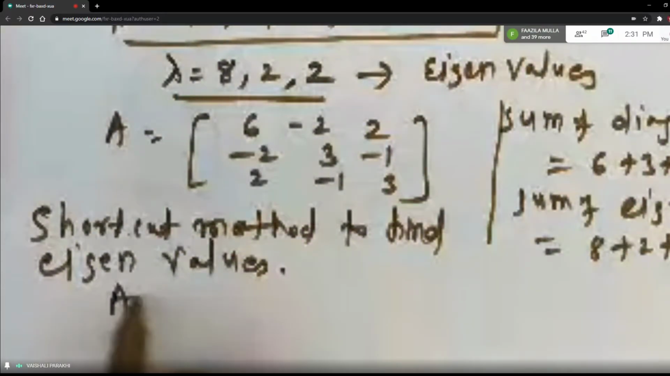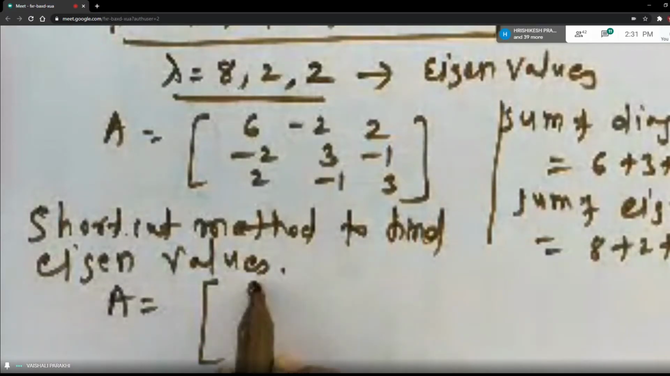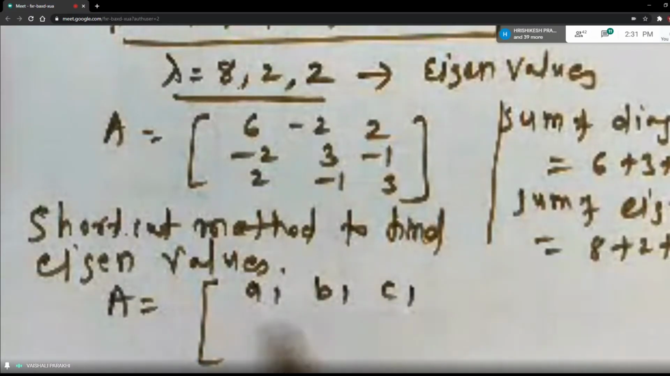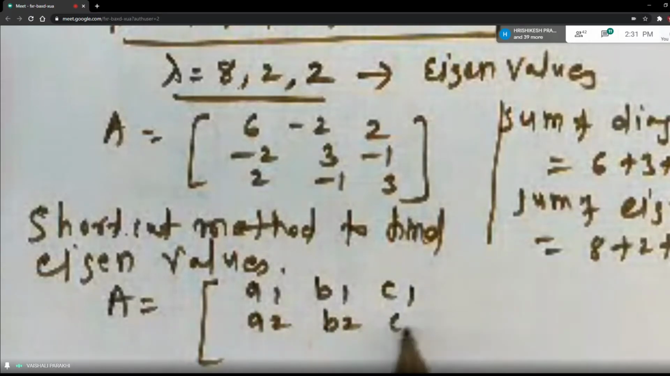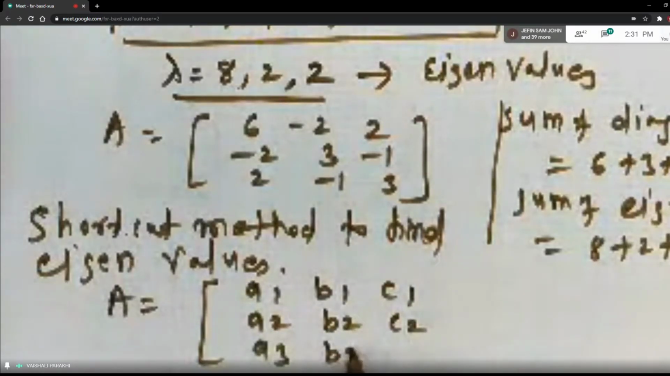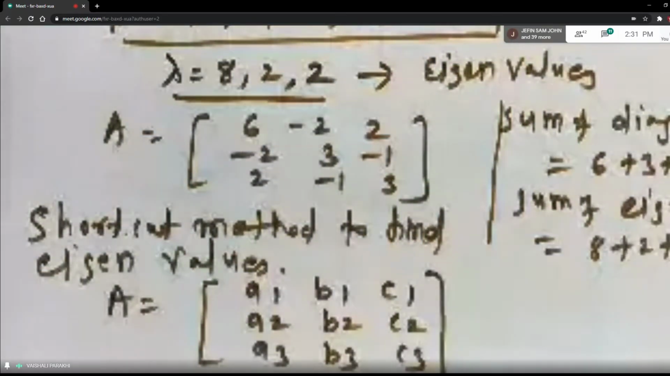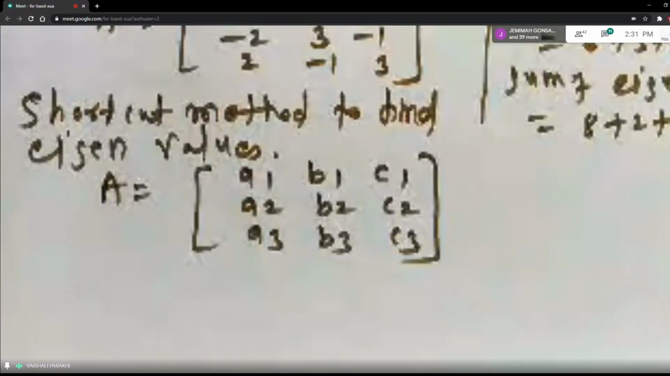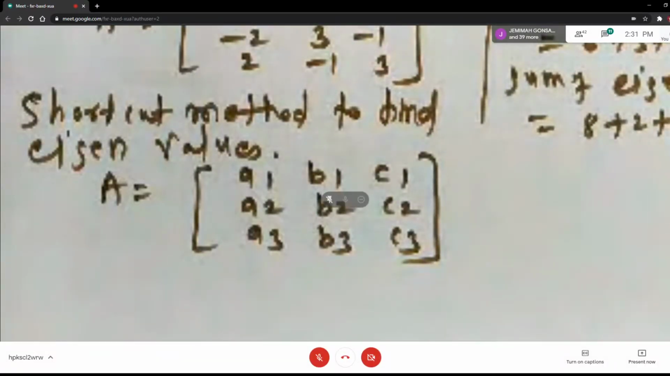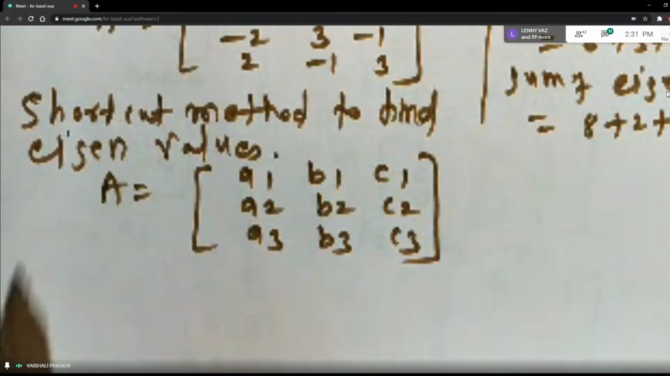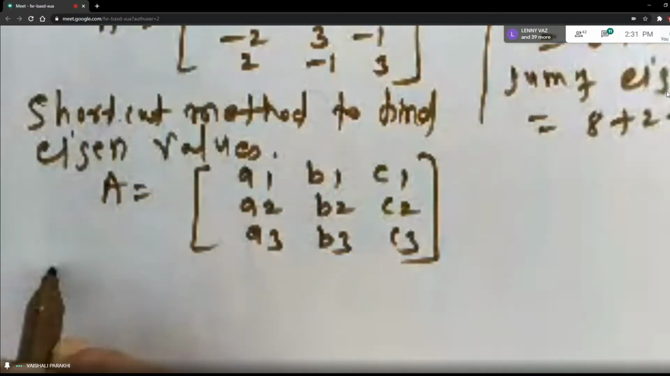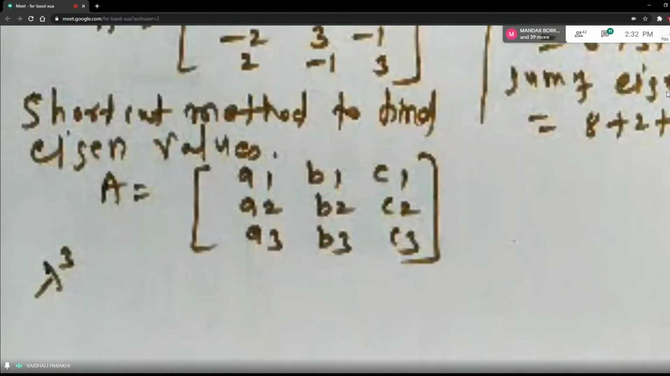Suppose matrix A is given as A1, B1, C1; A2, B2, C2; A3, B3, C3. From this matrix, we are going to directly get the characteristic equation. See how? There is a formula. See carefully, this equation has alternate signs: the first term is plus, the second is minus, then plus, and then minus.